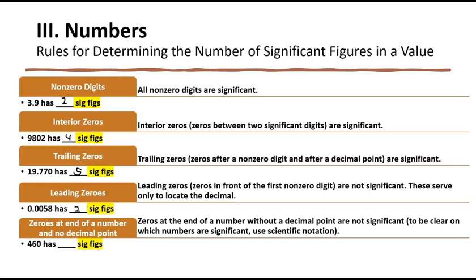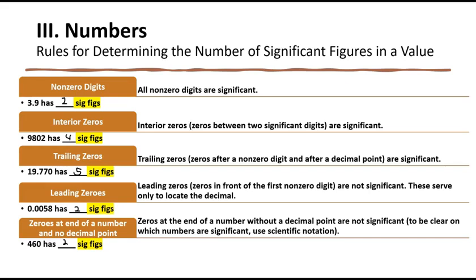Zeros at the end of a number and no decimal point are not significant because they are ambiguous. So if we have a number like 460, the 4 and the 6 are significant, so there's 2, but the 0 at the end is not because it's ambiguous. We need to use scientific notation to make it very clear which zeros are significant when we have scenarios like the last one.